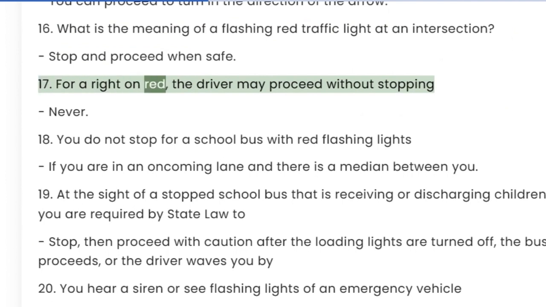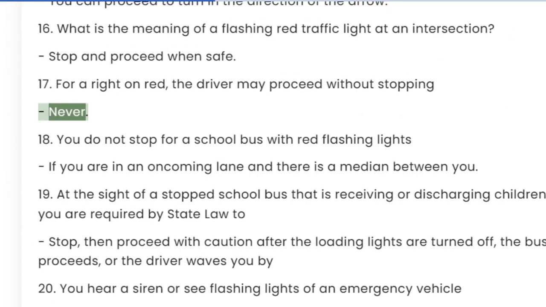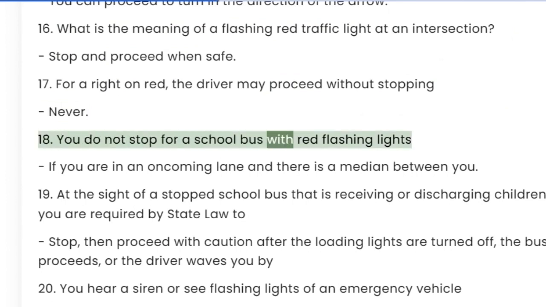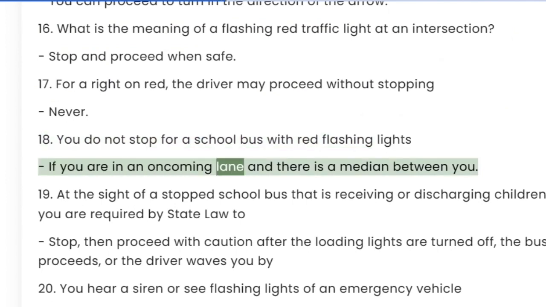17. For a right on red, the driver may proceed without stopping. Never. 18. You do not stop for a school bus with red flashing lights if you are in an oncoming lane and there is a median between you.